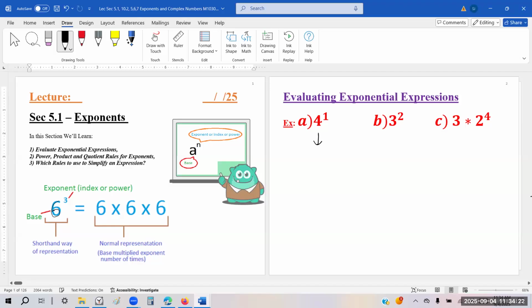What does it mean, 4 to the power 1? Just 4. Multiply 4 only once, it's 4. How about 3 squared? Multiply the same 3 twice, you get 9. And now comes the question of order: do you multiply or do you exponent first? So we leave the multiplication alone and do the exponent. 2, 2, 2, 2. It's 16. 48.